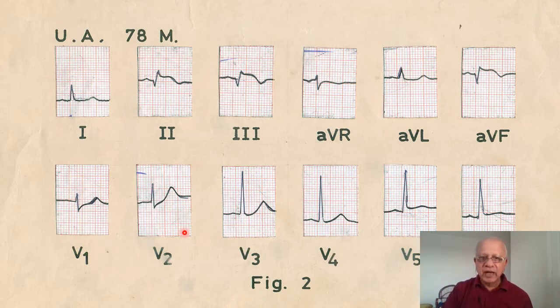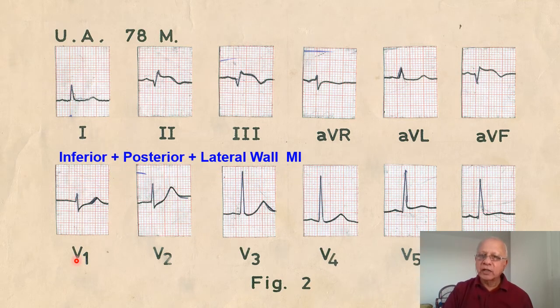Now if you look at V1 and V2, you can see a tall R wave with mild ST depression and upright T waves. So this indicates a posterior wall myocardial infarction. If you look carefully, in V5, V6 also there is slight elevation of the ST, which of course indicates an extension to the lateral wall also. So the ECG shows an acute inferior wall along with the posterior wall and a lateral wall myocardial infarction.